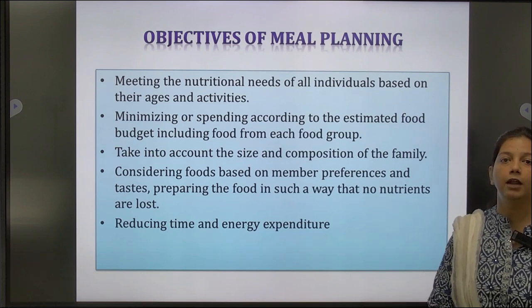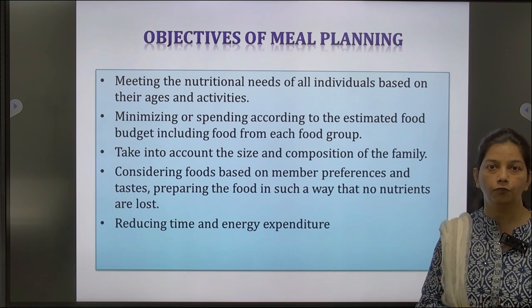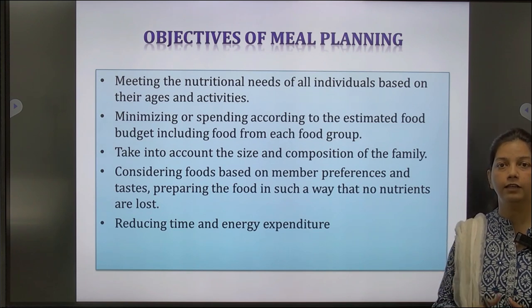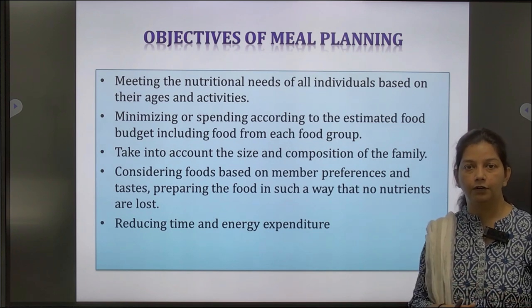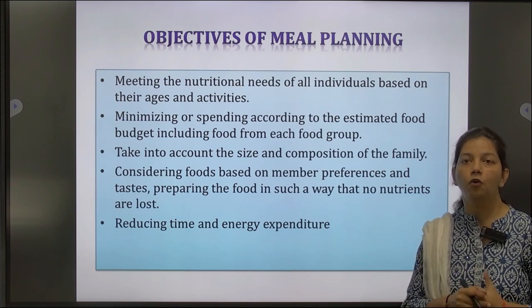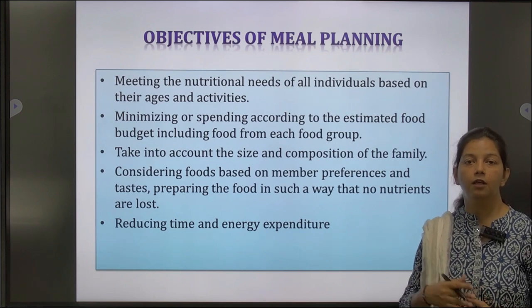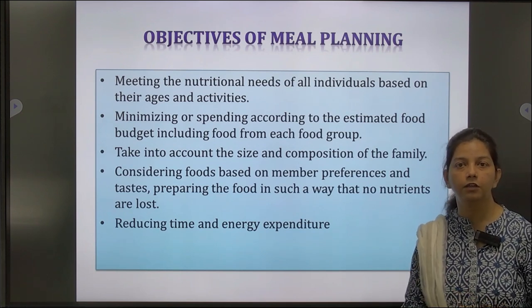Like if we plan a meal for two different kids, one of class 4 to 5 and one of class 11th, the age groups are different. So we have to keep in mind the nutritional requirements of all age groups. The nutritional requirement of the elder one is different and the nutritional requirement of the younger one is different.